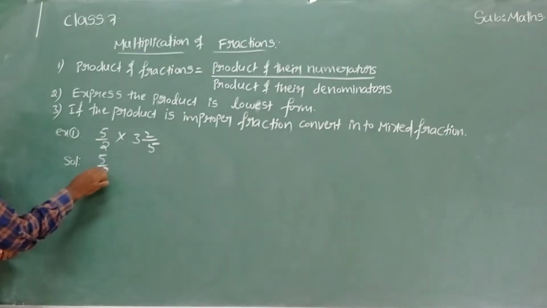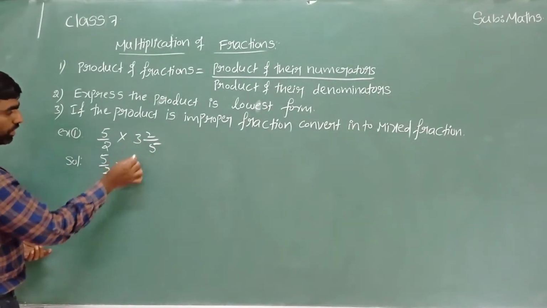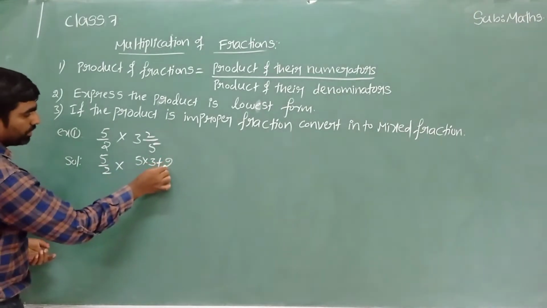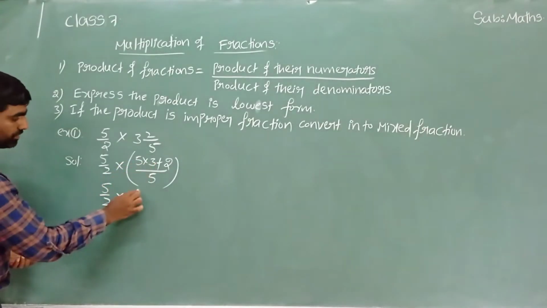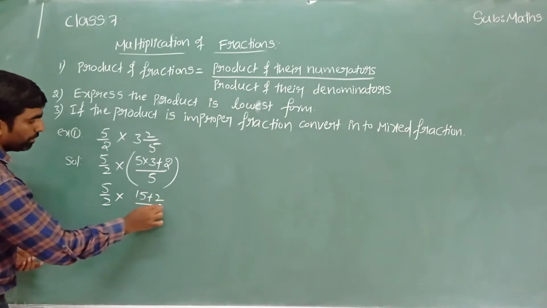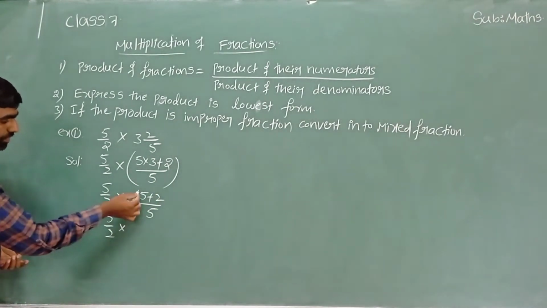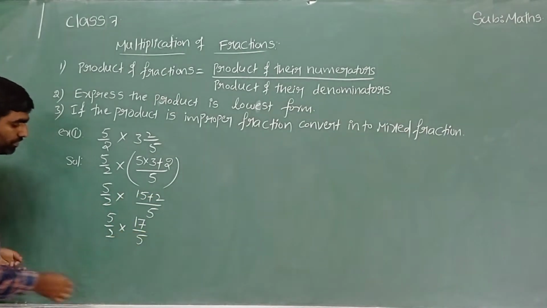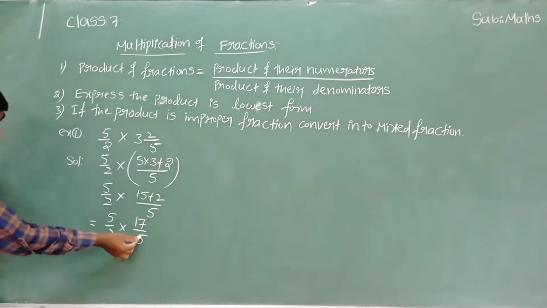5 by 2 into, converting to improper: denominator into whole number part, 5 into 3, plus the numerator, by 5. 5 by 2 into, 5 3s are 15, 15 plus 2 by 5. 5 by 2 into 15 plus 2, how much? 17 by 5. Now we have both fractions.